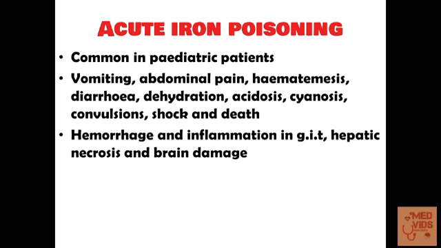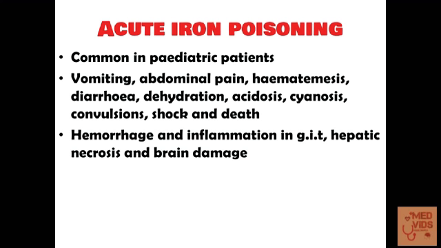It occurs mainly when you treat a patient with higher doses of iron at one point of time. Okay, so if you administer so much of iron without calculating the dose properly, it occurs commonly. And remember that it is common in pediatric patients, and the manifestations which are commonly seen are non-specific symptoms like vomiting, abdominal pain, hematemesis, diarrhea, dehydration, acidosis, cyanosis, convulsions, shock, and even death very rarely.